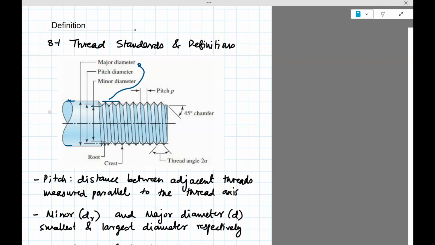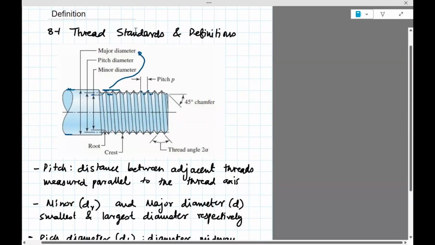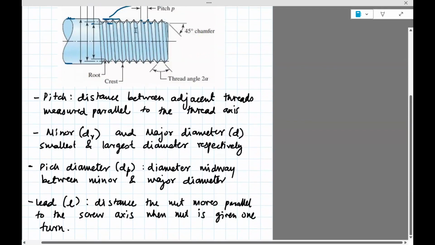The pitch diameter is basically the mean of the two, major and minor. And the pitch is defined as the distance between two crests or two troughs, okay? Highest points on the screw. So that's basically what I have defined here.